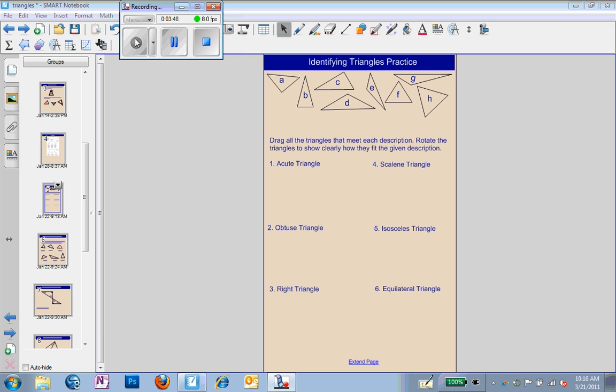Now we're going to drag all the triangles that meet each description. You're going to rotate the triangles to show clearly how they fit the given description. So each one of these triangles, you're going to classify by both the sides and the angles. So in other words, we're going to drag each of these twice. So for example, B is going to be isosceles, so I'm going to drag that down under isosceles. So that's based on its sides.